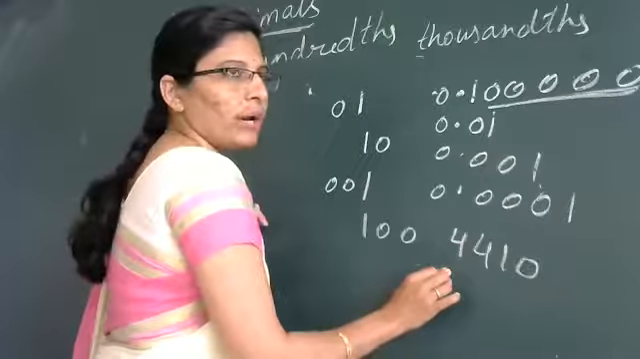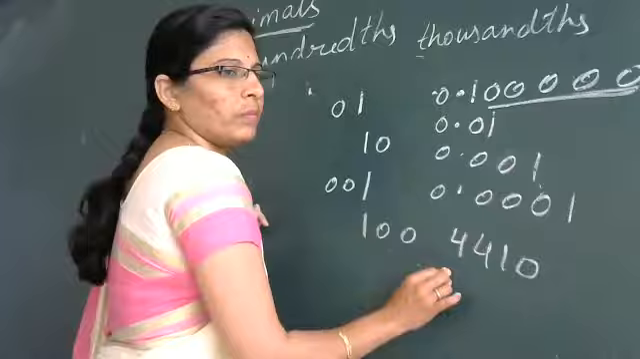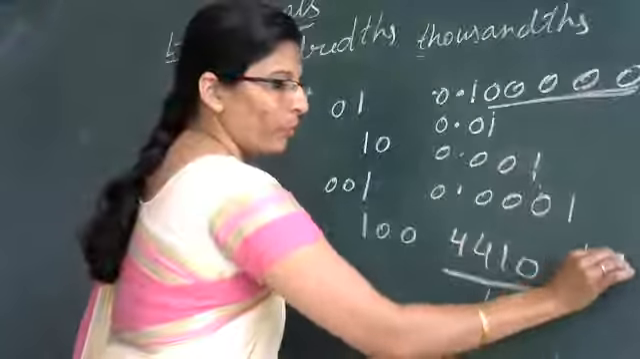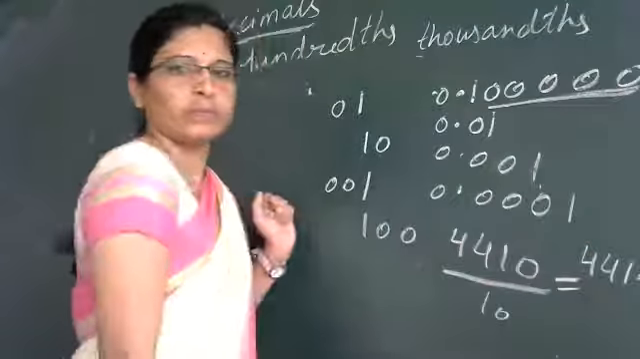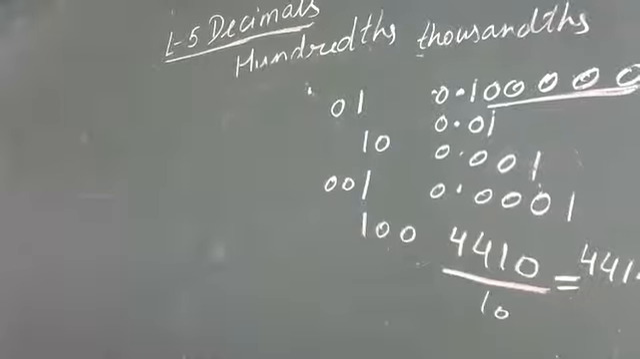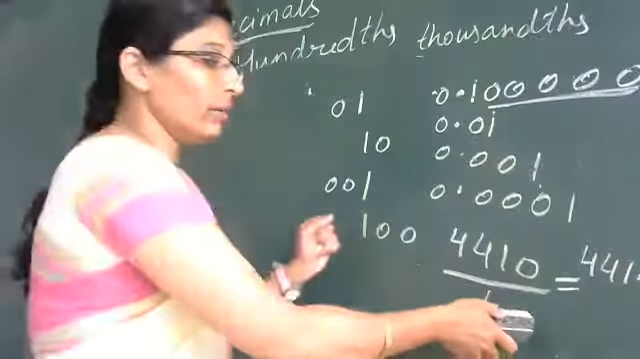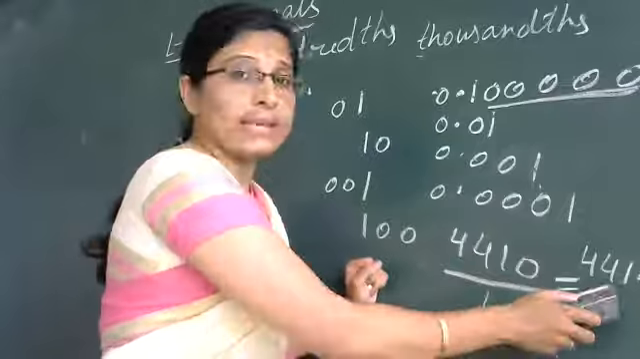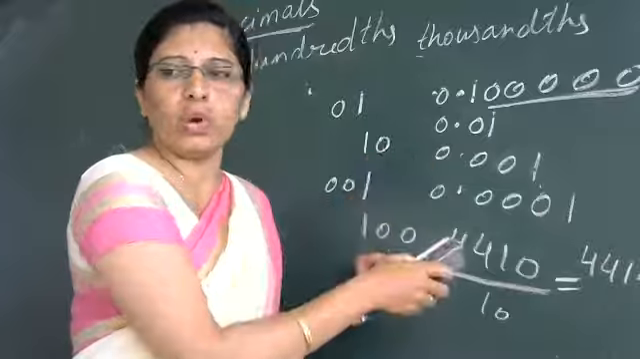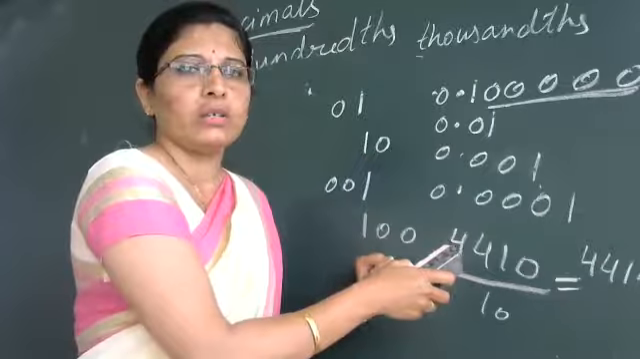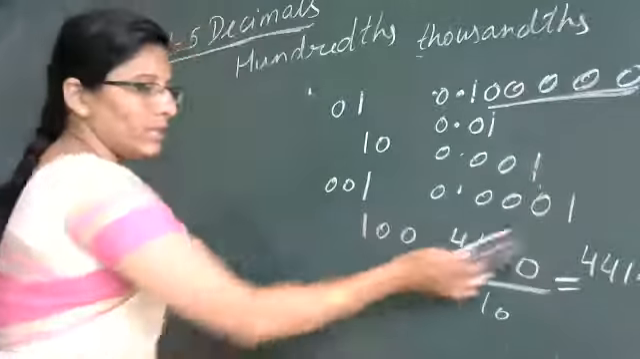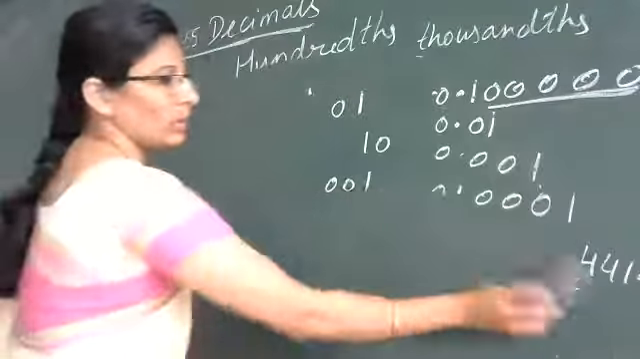4,400 by 10, the answer is 4.0. Okay, that conversion of fraction into decimal, we are going to see afterwards. First, you understand this: 10th, 100th and 1000th, you understood? Yes? So, we will go slowly, detail-wise, concept-wise. This, we are going to learn again afterwards.